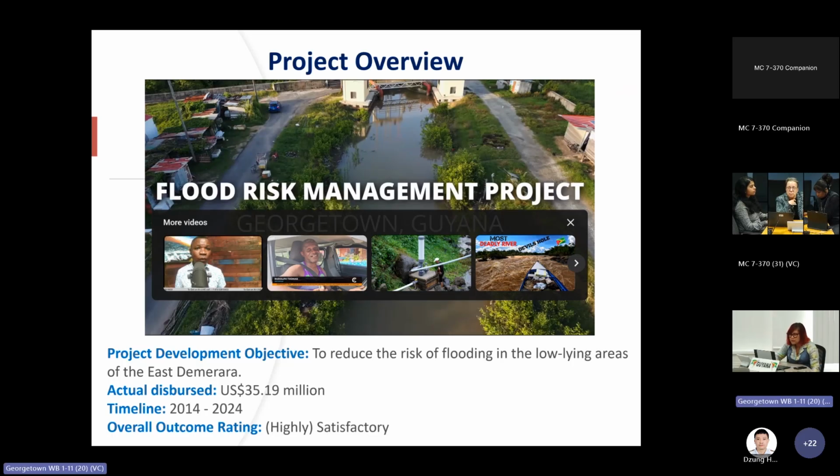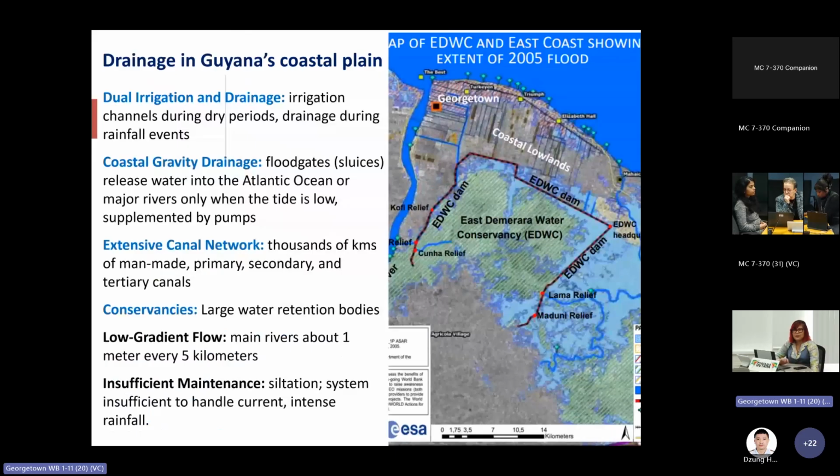So just very, very briefly, setting the scene in terms of Guyana's coastal plain. You see in the northwest corner of that map is Georgetown, bordered to the west by the Demerara River. The coastal lowlands extend all the way west to Venezuela and east to Suriname. And this is the agricultural plain of Guyana, largely below sea level.